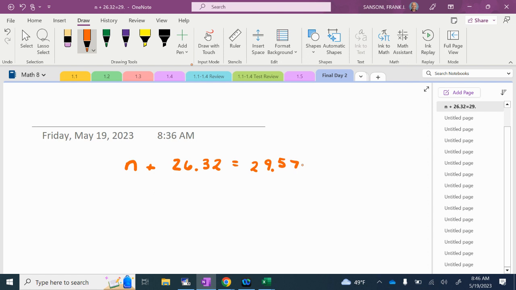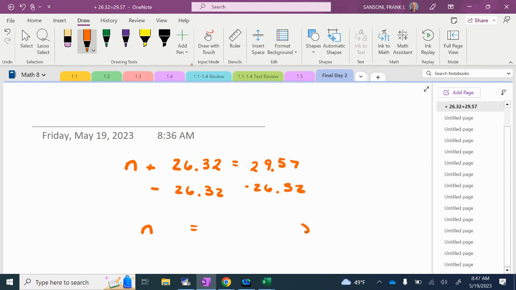And so with my one-step equation, I need to get the variable by itself. And so I need to get rid of the plus 26.32. So I'm going to subtract 26.32 from each side. So then n equals whatever 29.57 minus 26.32 equals.